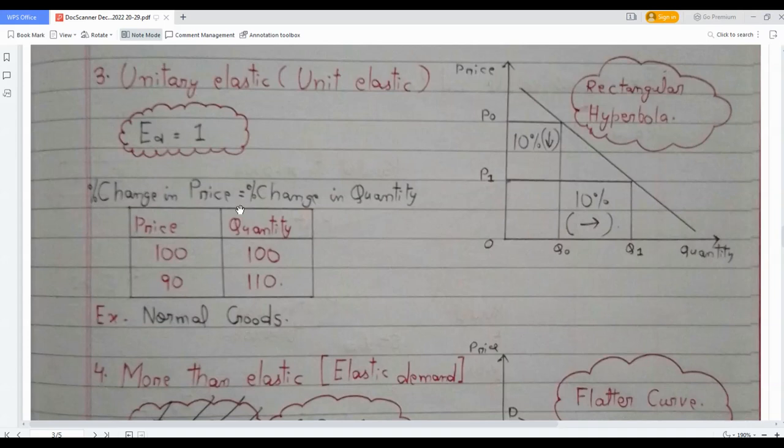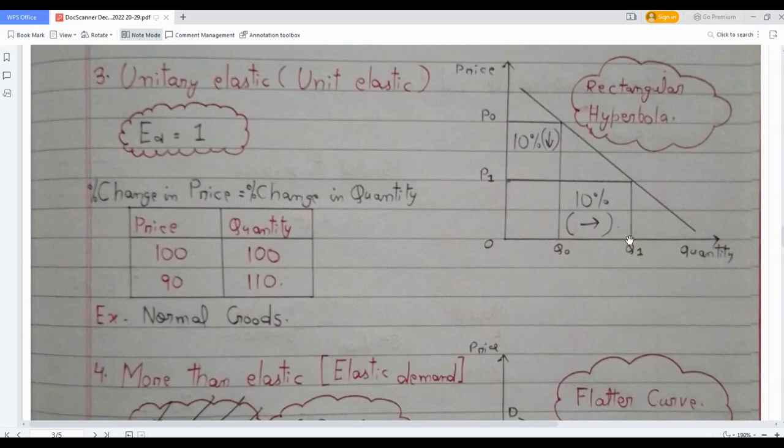Thus, the ED is equal to 1. Just as an example, initially the price of a commodity was 100, it changes to 90, it decreases to 90, and quantity increases from 100 to 110. There is a 10% decrease in the price and a 10% increase in the quantity. Thus, the change in price is equal to the change in quantity. Thus, ED is equal to 1.